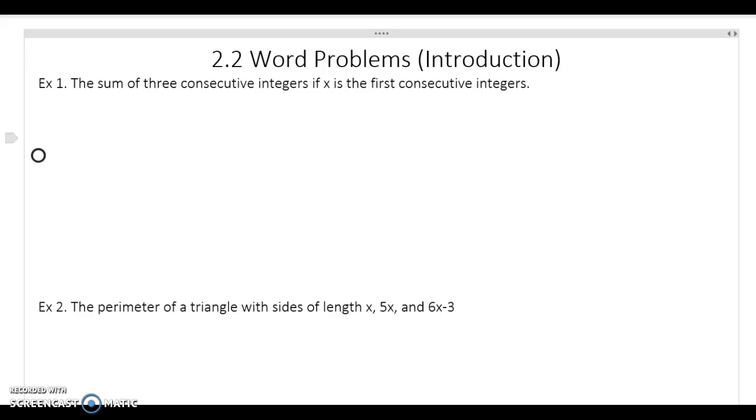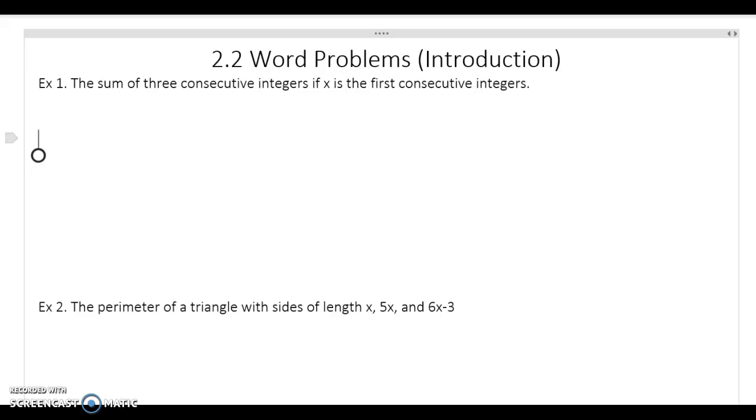All right, here we have word problems, and it's just an introduction. So let's just go ahead and start off. Example number 1 says the sum of 3 consecutive integers if x is the first consecutive integer.